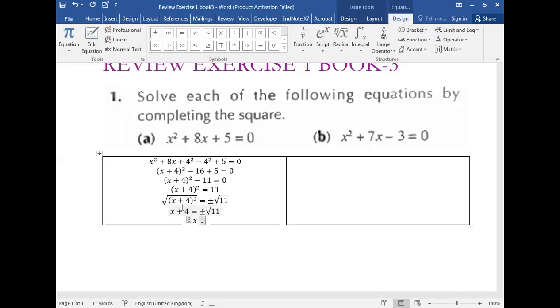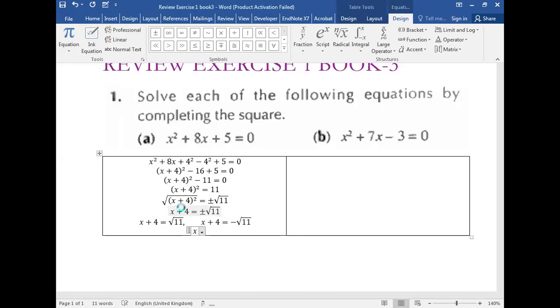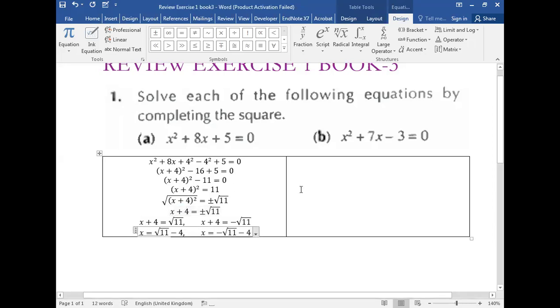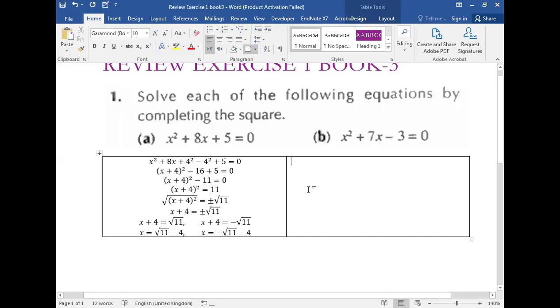So x plus 4 is positive root of 11, or x plus 4 is negative root of 11. So x is root of 11 minus 4, or x is negative root of 11 minus 4. These are the two values of x, and I expect you to leave the answer in this form.